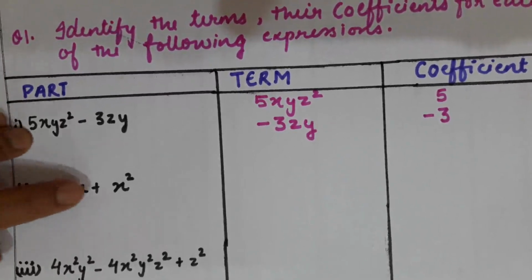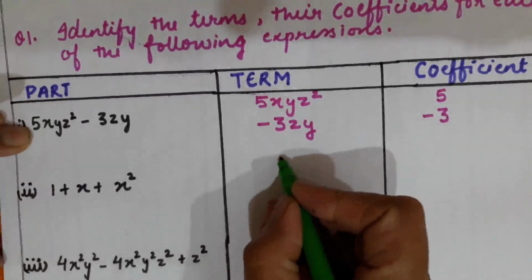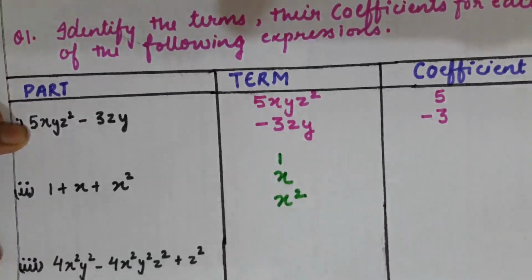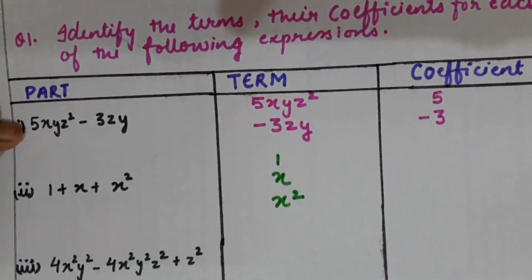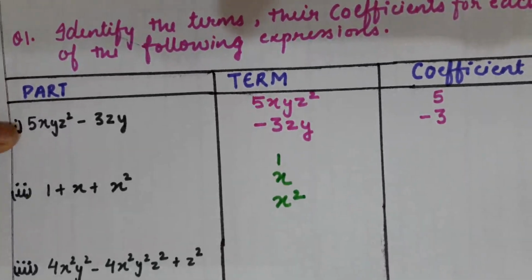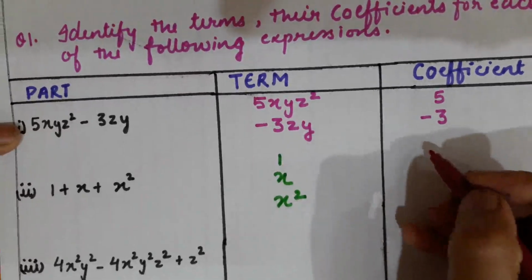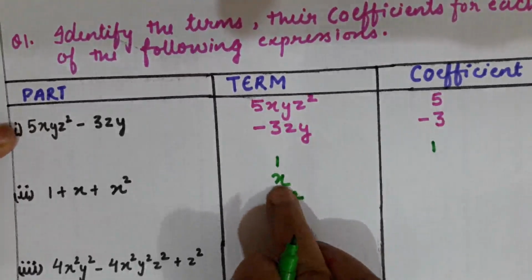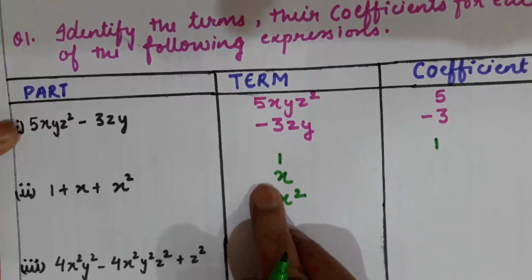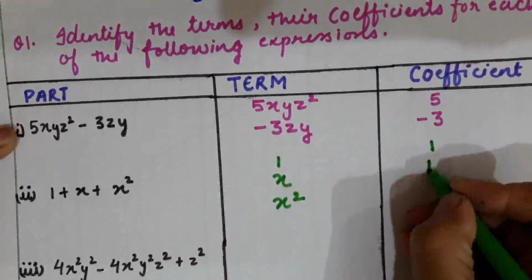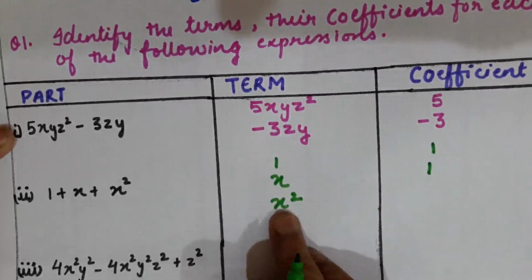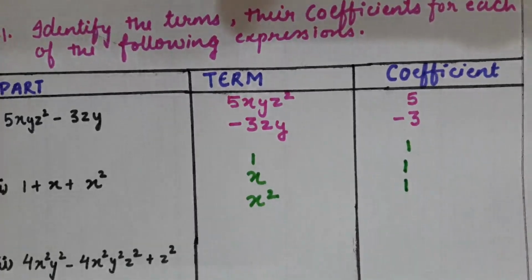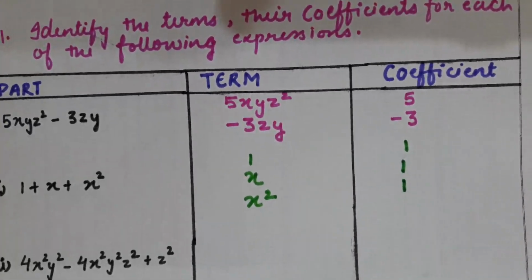Now the next expression we have is 1 plus x square. So the terms will be 1 and x square. Now if you observe here, in 1 only 1 is written, no number is there, so the coefficient will be 1 here. Now in this x, no numeric value is there, so we can assume that the numeric value is 1. And here also no numeric value is given, so we can assume the numeric value is 1. Okay, now let's move to the next part.